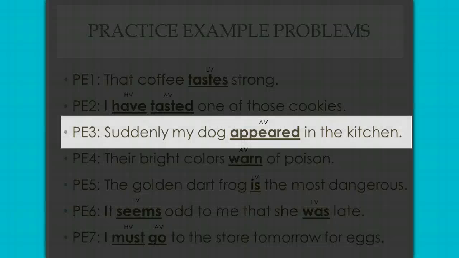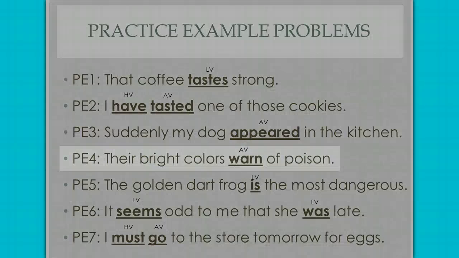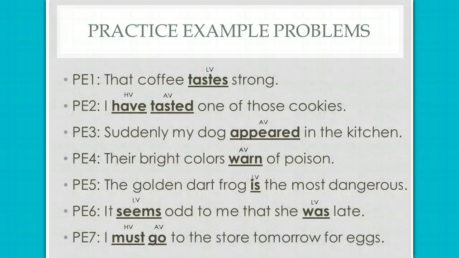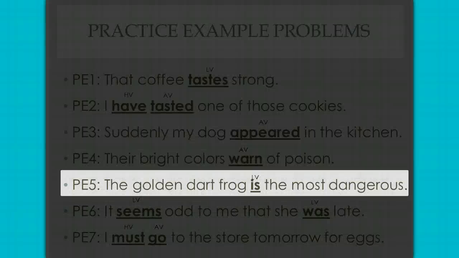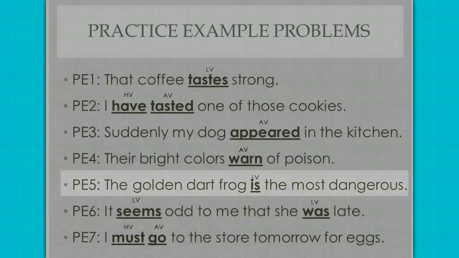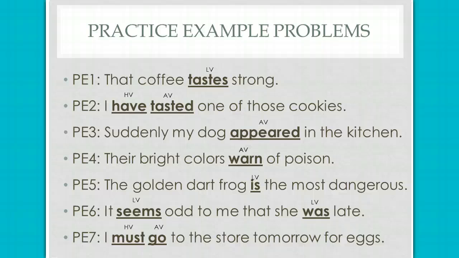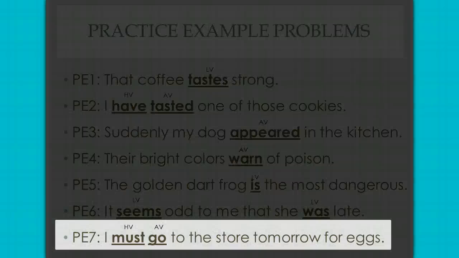The verb appeared should have been labeled as an action verb in the third practice example. The verb warn should have been labeled as an action verb in the fourth practice example. In practice example number 5, the verb is should have been underlined and labeled as a linking verb. In practice example number 6, 2 verbs should have been underlined. Seems and was are both linking verbs as well and should have been labeled as such. In the final practice example, the helping verb must assist the action verb go.